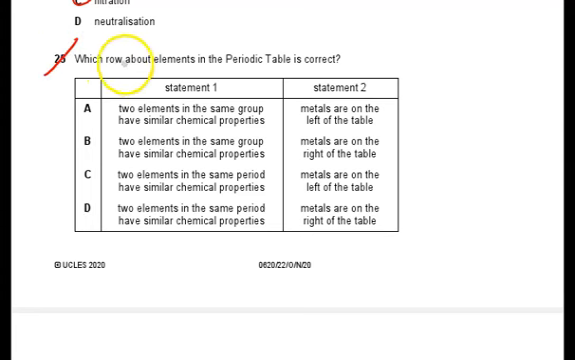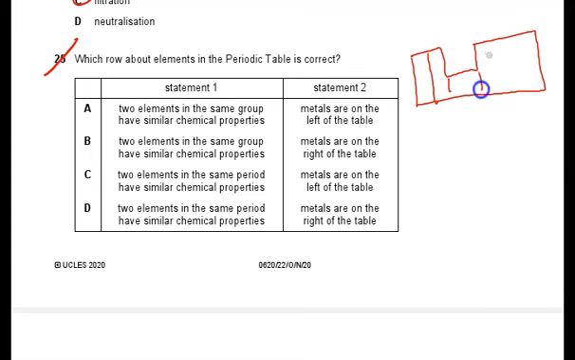Okay, 25. Which row about elements in the periodic table is correct? So periodic table, okay, metals. Metals will be at the left side. Okay, these are the metals. So these are the metal groups. So it will be at the left side. Here, right is wrong, so it should be the left side.